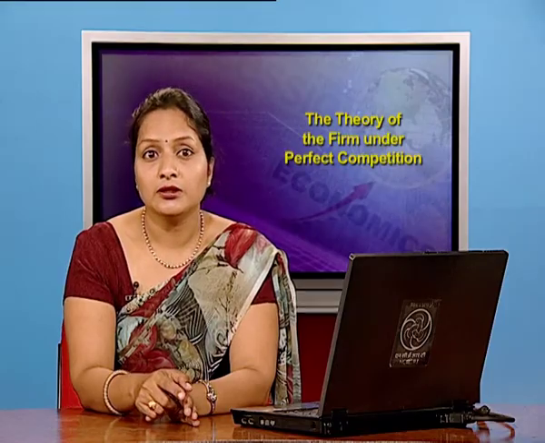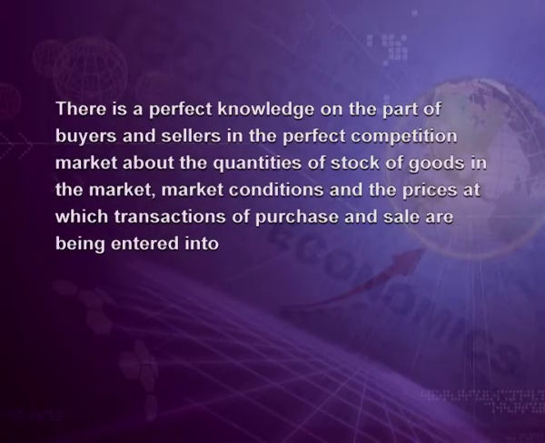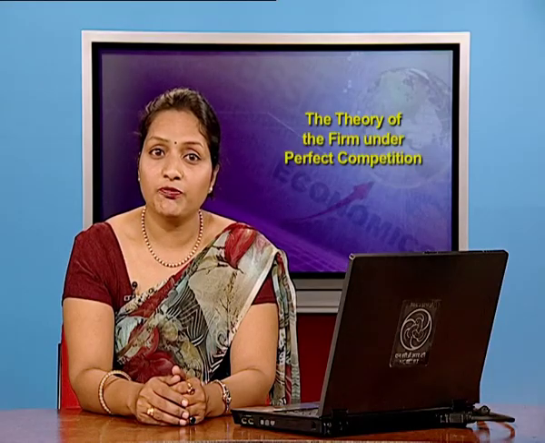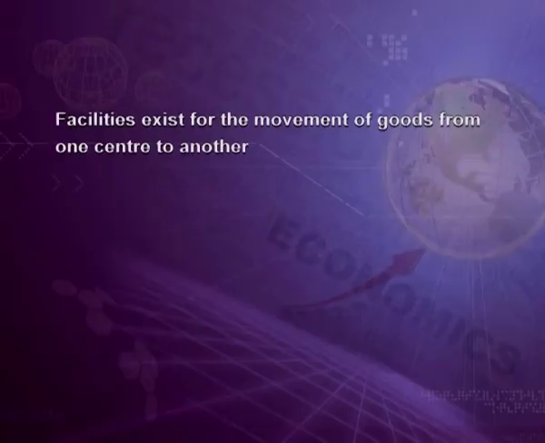Next feature: there is perfect knowledge on the part of buyers and sellers in the perfect competition market about the quantities of stock of goods in the market, about market conditions, and knowledge about the prices at which transactions of purchase and sale are being entered into. The next feature of perfect competition is that facilities exist for the movement of goods from one center to another.